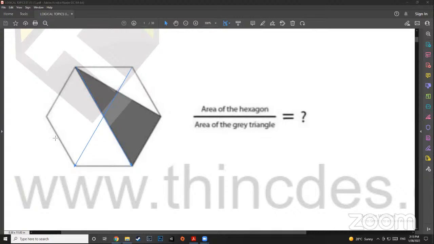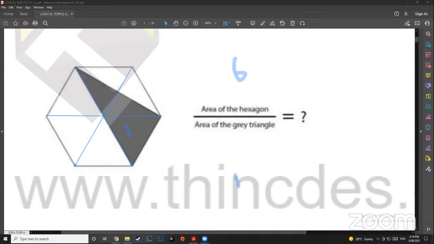If I draw a line like this, you can see that it is being divided into 6 equal triangles. Yes, I think everybody would agree that this is being divided into 6 triangles. That means whatever the area of the hexagon is, it can be divided into 6 equal pieces. One of those pieces is this. Yes, Aditya, you're correct. One of these pieces should be this.